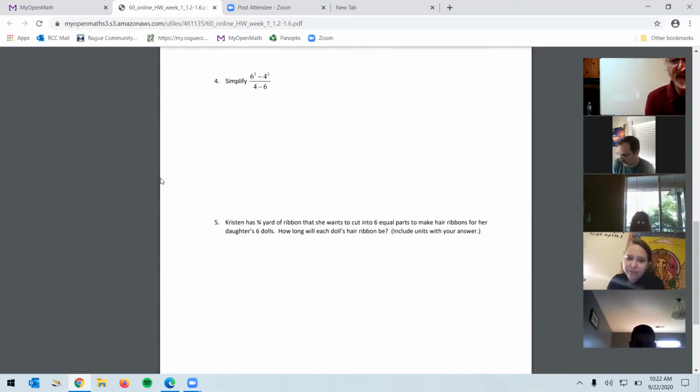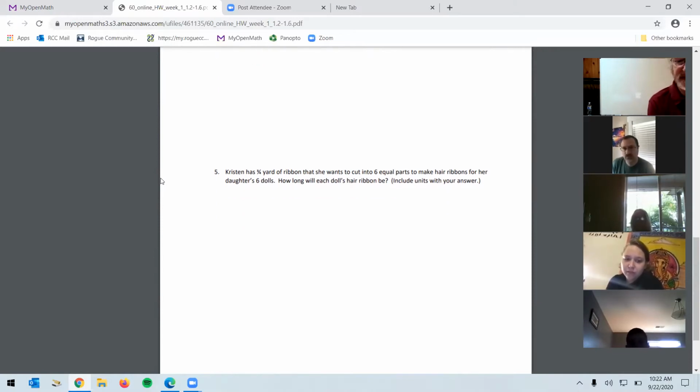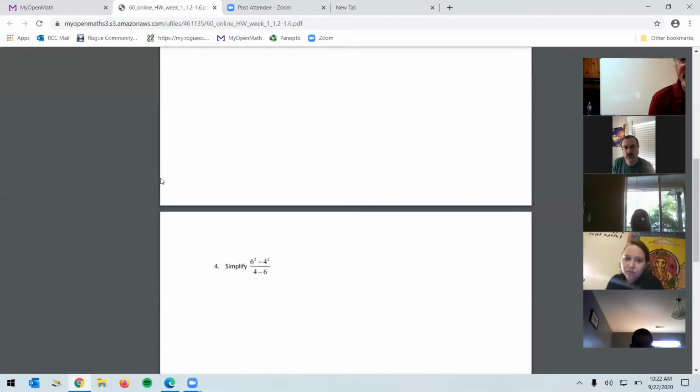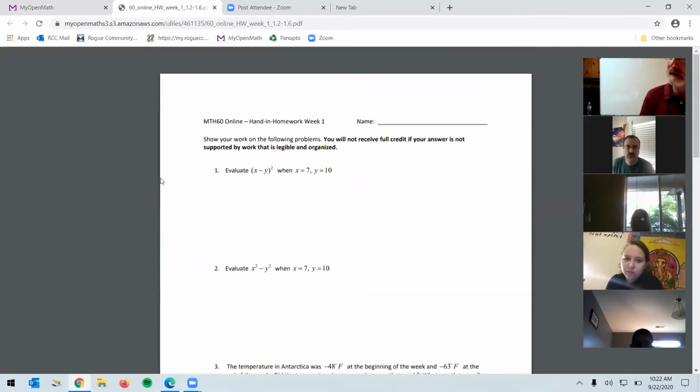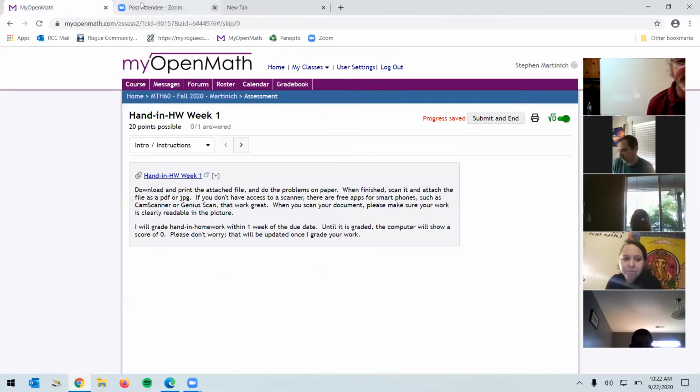4, again simplifying, but starting to get into fractions, which we do at the end of this week. And similarly for 5. So 5 questions for you to work out on paper and scan in and send to me. So that's an example of hand-in homework. Thank you. Okay, so here I go.